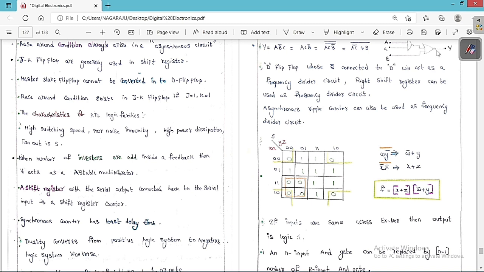So we need one NAND gate and one NOR gate. This output is a into c whole bar. This is b. So ac bar plus b whole bar. So this is the thing that we are going to get. So in order to implement this one, we require one NAND gate and one NOR gate.